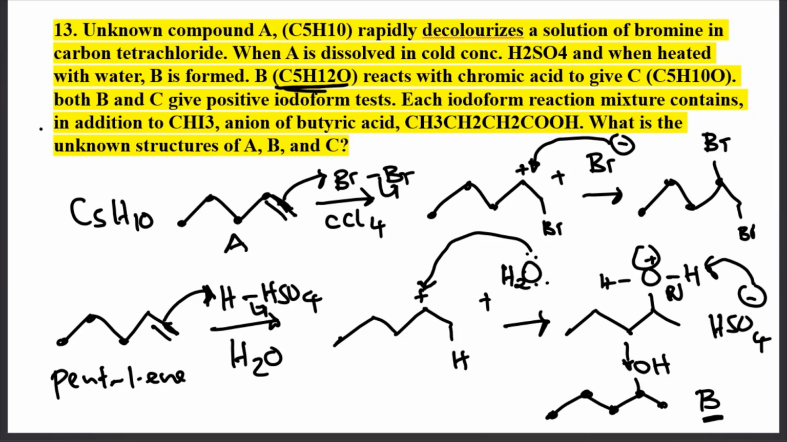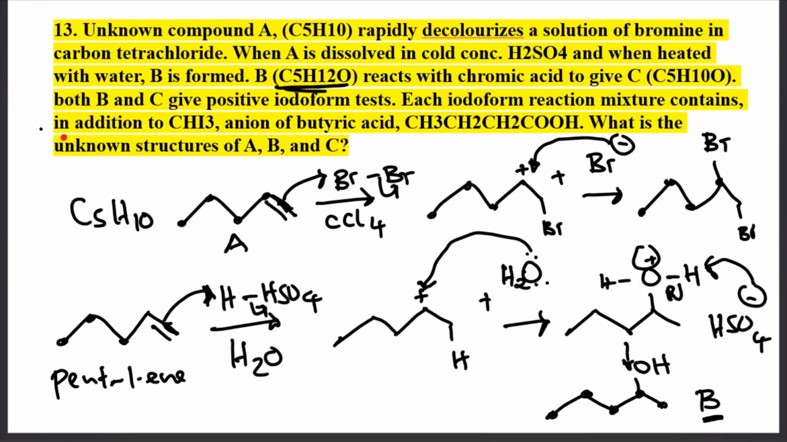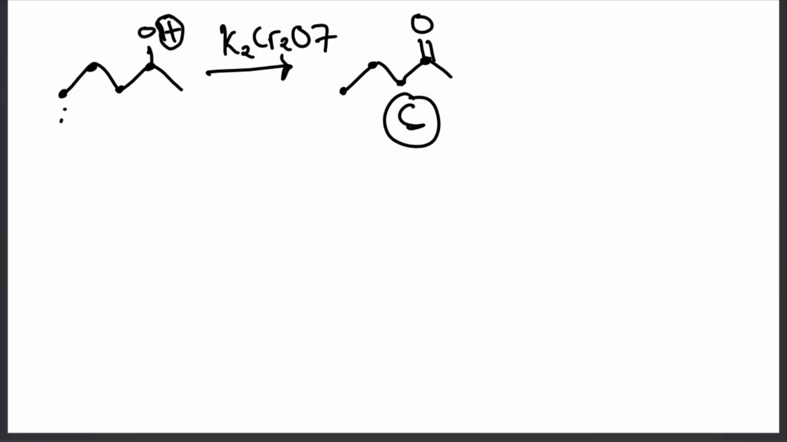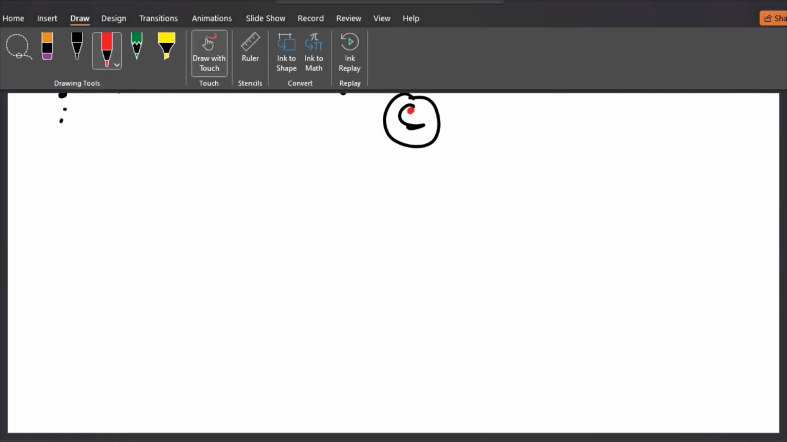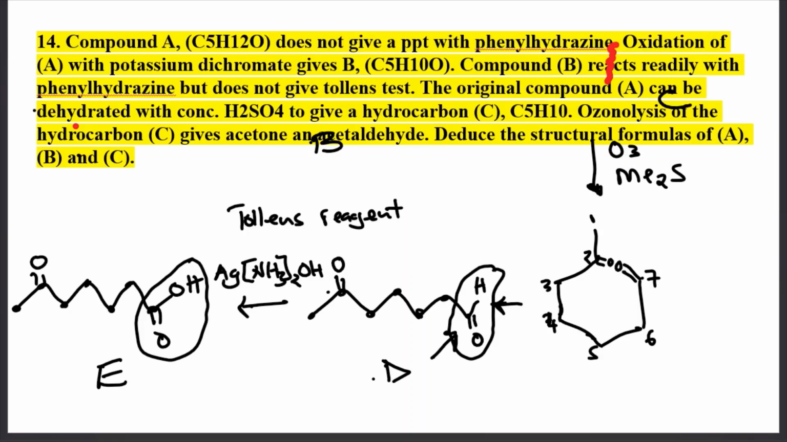Each iodoform reaction mixture contains, in addition to CHI3, an anion of butyric acid. What are the structures A, B, and C? So we've already talked about the structures. Okay, so A is this one here. And then we formed B here. And then for C, this is C. That is C. So it was a very simple question. Let's move on.